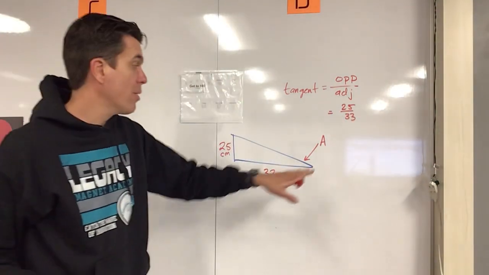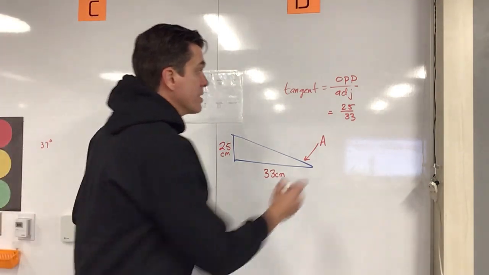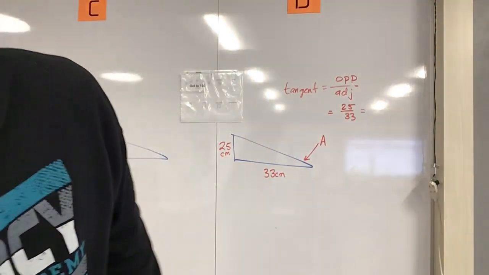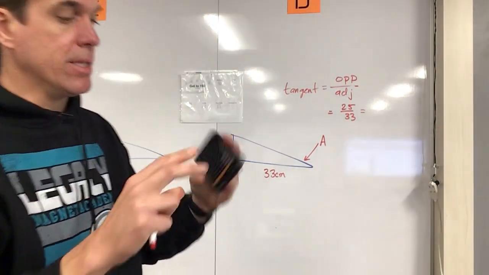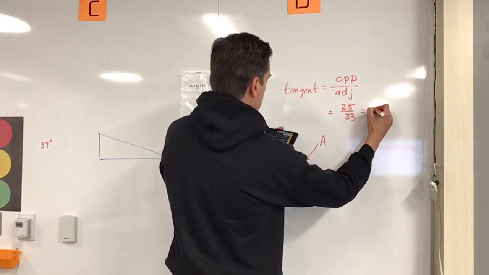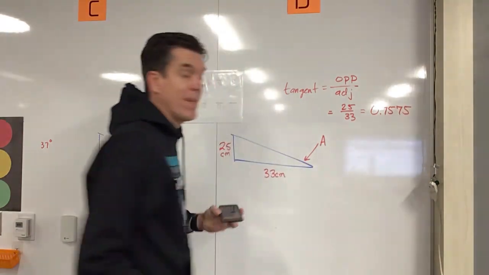Now how do I find this angle degree? There's a couple ways we can do it. One is to go ahead and calculate what is 25 divided by 33. And so I did that on my calculator, nothing fancy, okay? And it's about 0.7575 repeated. Okay, so that's one way to do it.